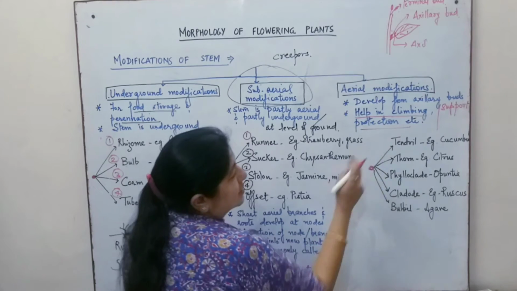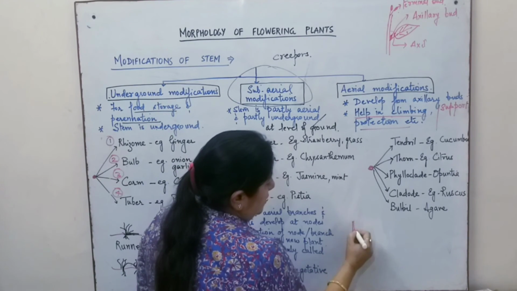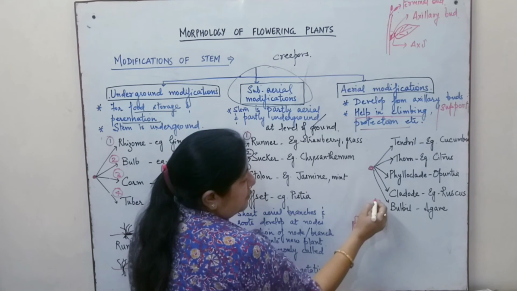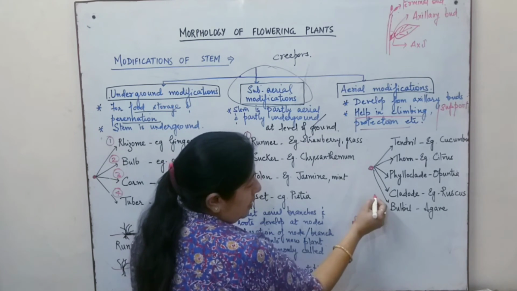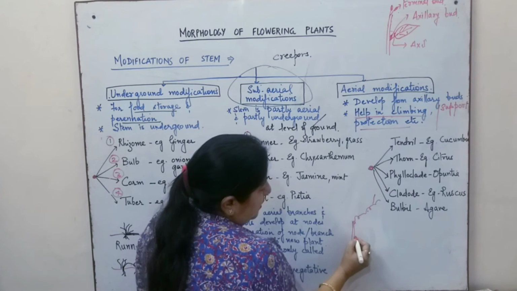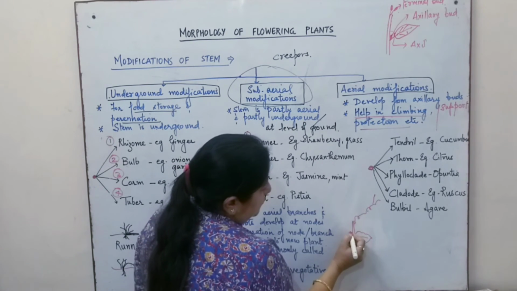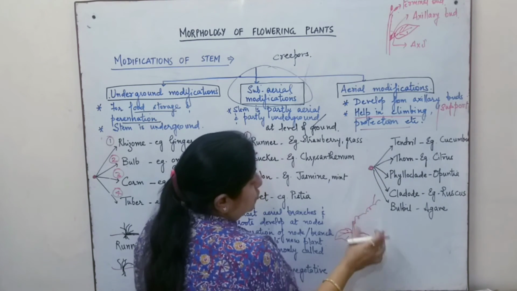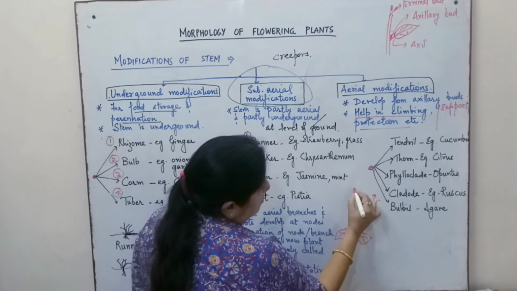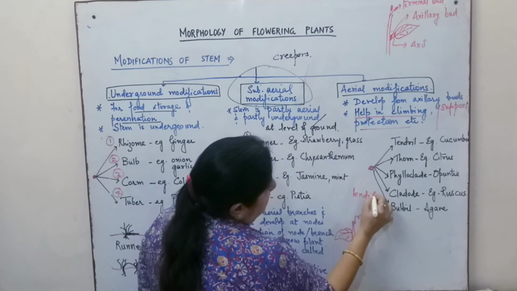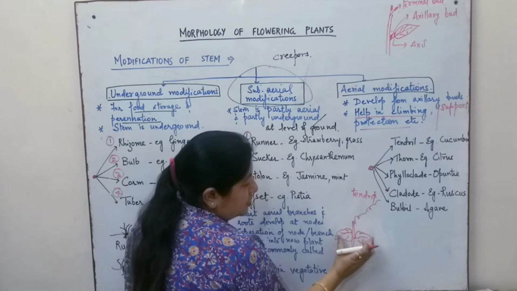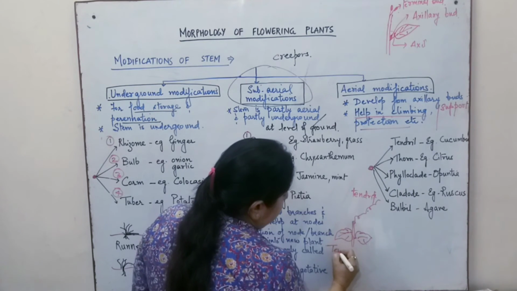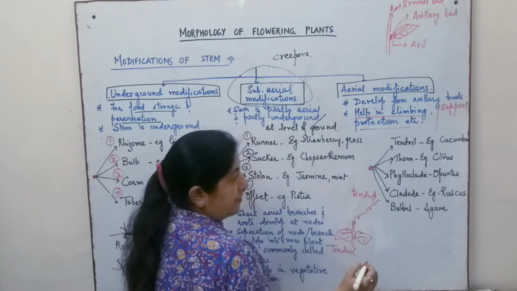So the first is the tendril type. If you observe carefully, these structures will find a support, and in turn they will provide the support. There are various kinds of plants, the creeper or the tendril type. This is the tendril, which is again a modified stem, and it supports and helps the plant to grow. An example is cucumber. There are many examples of this particular modification.